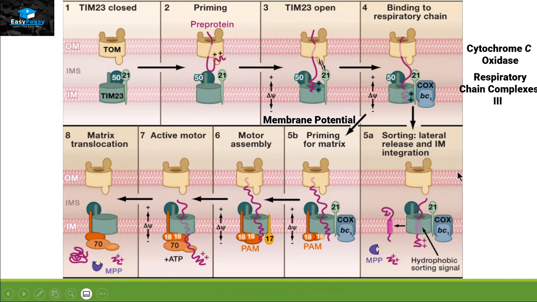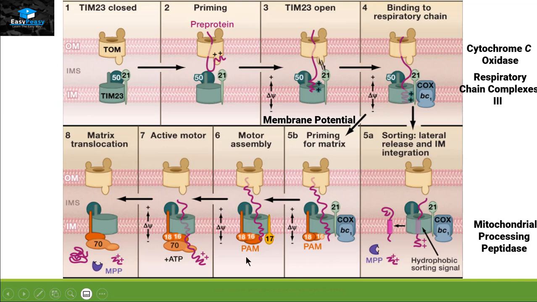If this protein's destination is the inner membrane, then we have this protease called mitochondrial processing peptidase. This protein will remove the pre-sequence part of this protein and will allow it to integrate itself into the inner membrane. If not, then the PAM complex will come and attach itself with the Tim complex.